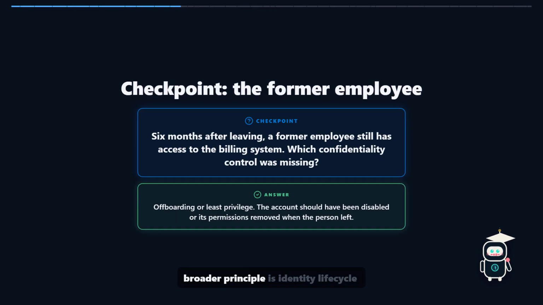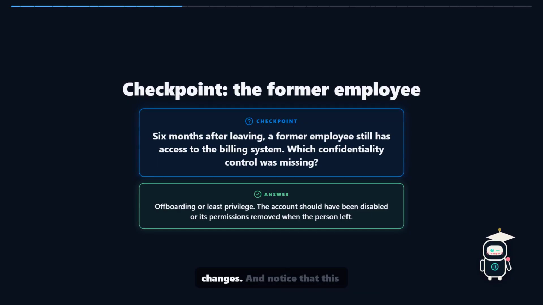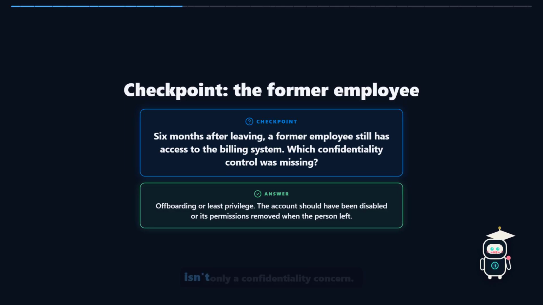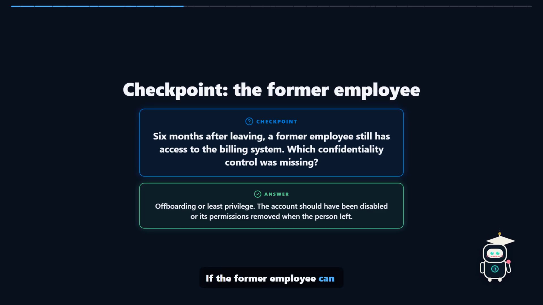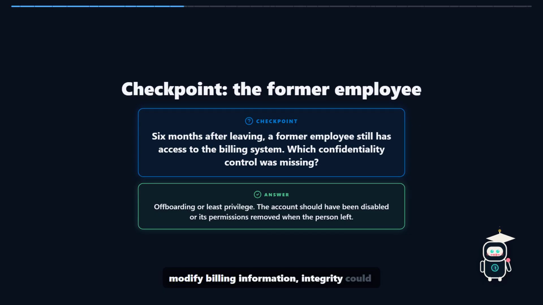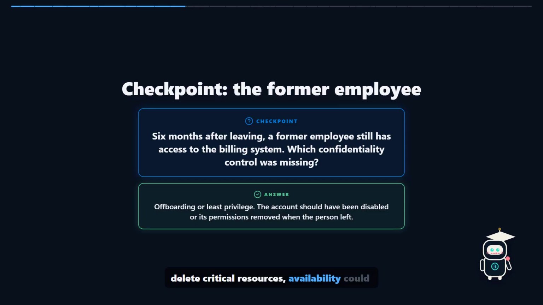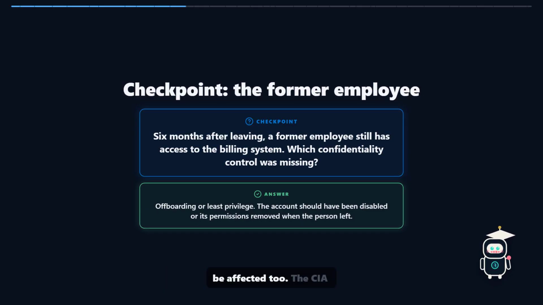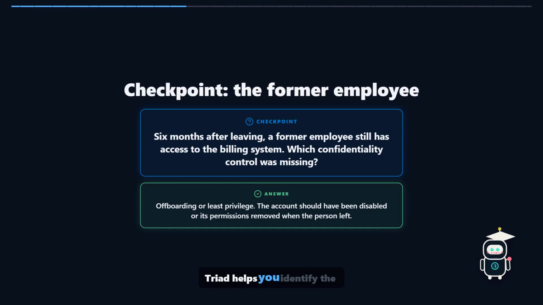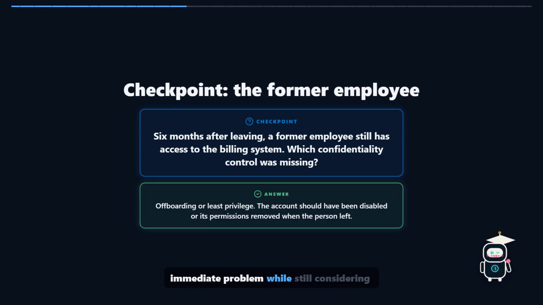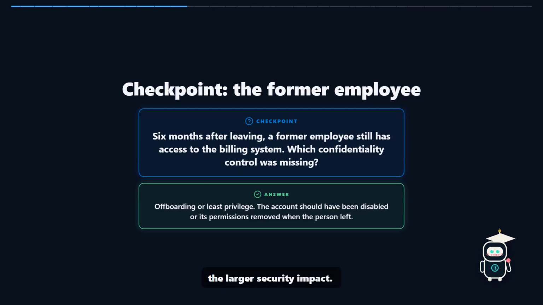The broader principle is identity lifecycle management. Access should change when someone's relationship with the organization changes. And notice that this isn't only a confidentiality concern. If the former employee can modify billing information, integrity could also be affected. If the account can disable systems or delete critical resources, availability could be affected too. The CIA Triad helps you identify the immediate problem while still considering the larger security impact.